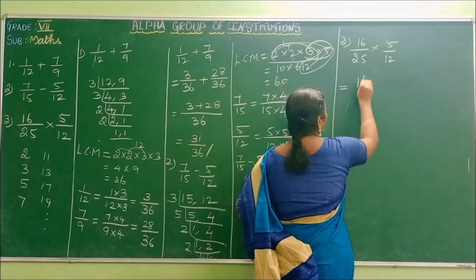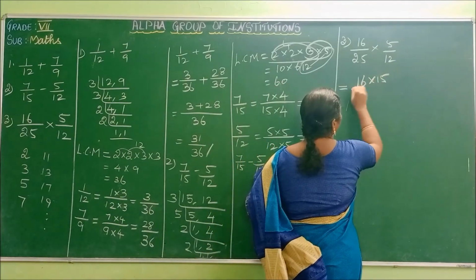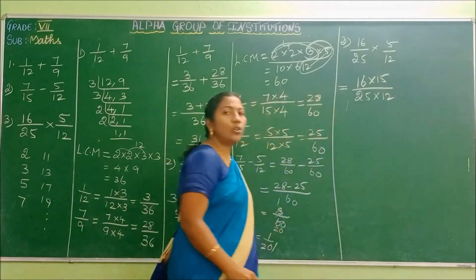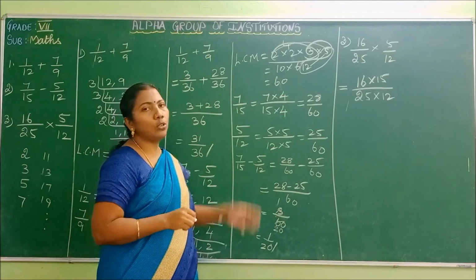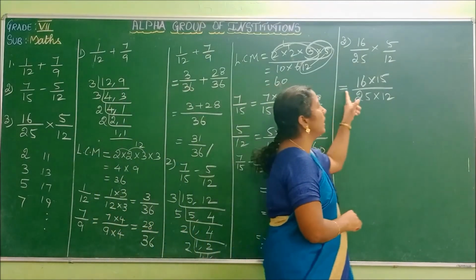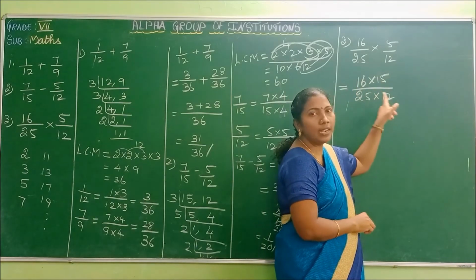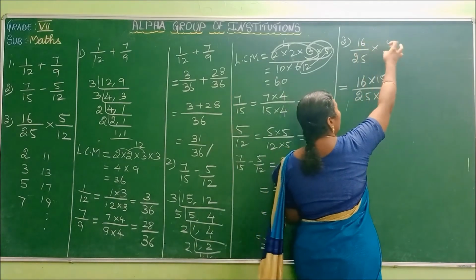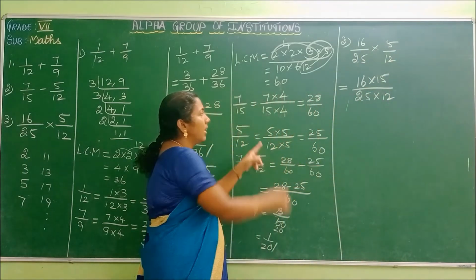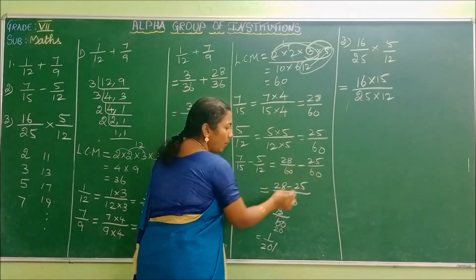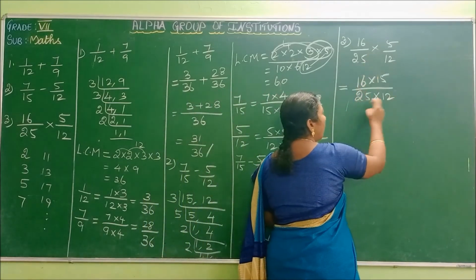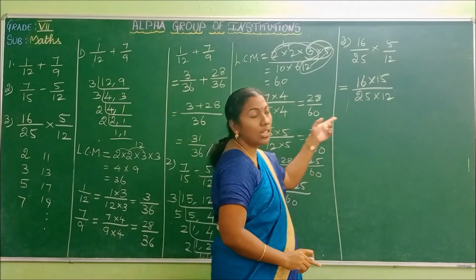Next we are going to see how to multiply the given two fractions. How can we multiply? By multiplying their numerators and also multiplying their denominators. Whether in the question they give two fractions or three fractions, first of all you have to multiply the numerators and the denominators. So 16 into 5 divided by 25 into 12. In the case of subtraction and addition, you write the denominator only one time. But in the case of multiplication, you have to multiply their denominators like this.